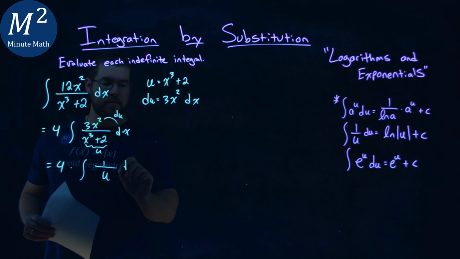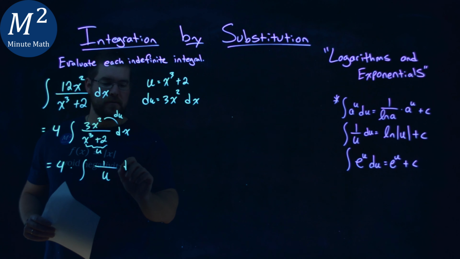We have to use our definitions. So 4 stays there, but the integral of 1 over u du is just the natural log of the absolute value of u, then plus c. Well, then from there we can plug x cubed plus 2 back in for u. So we have 4 times the natural log absolute value of x cubed plus 2, then plus c right there. And that's it.